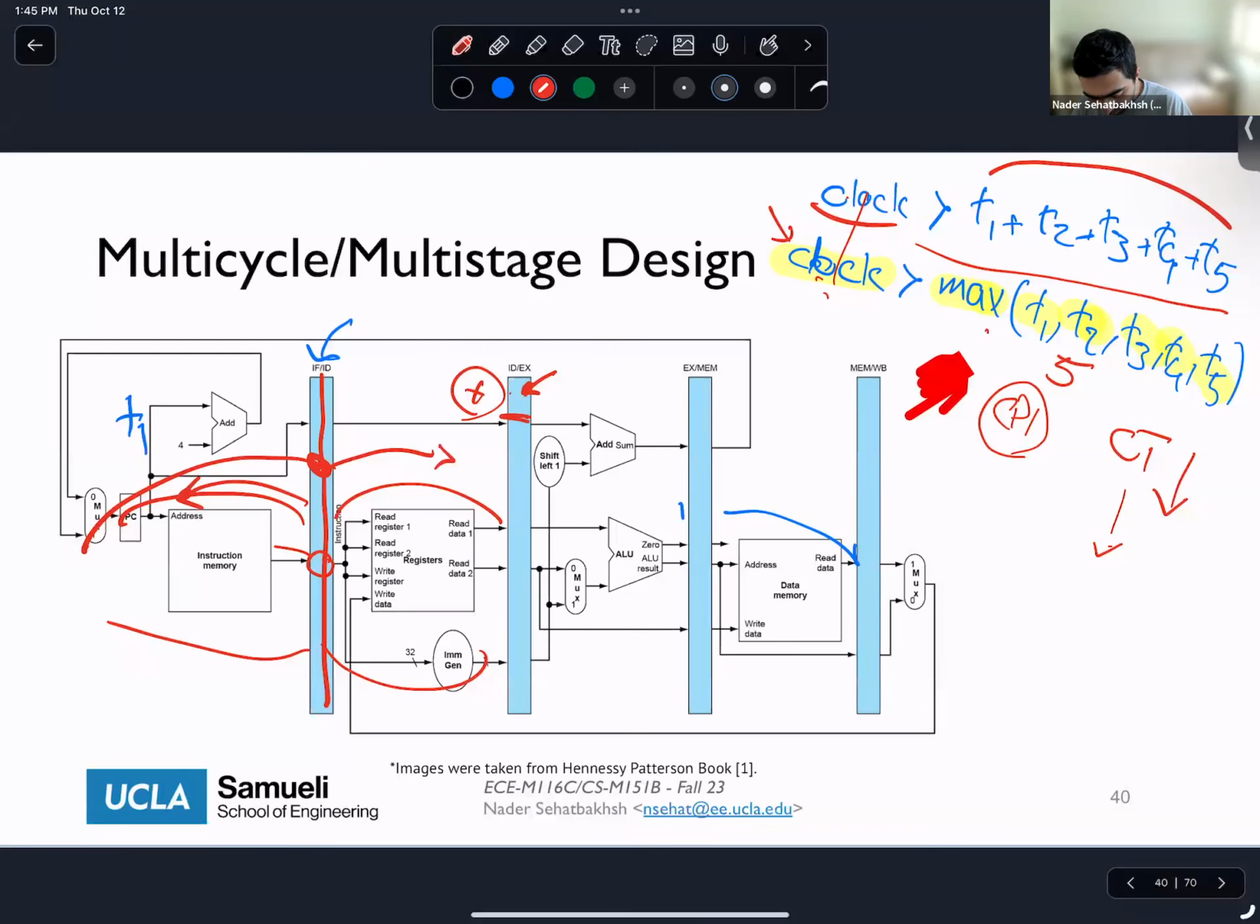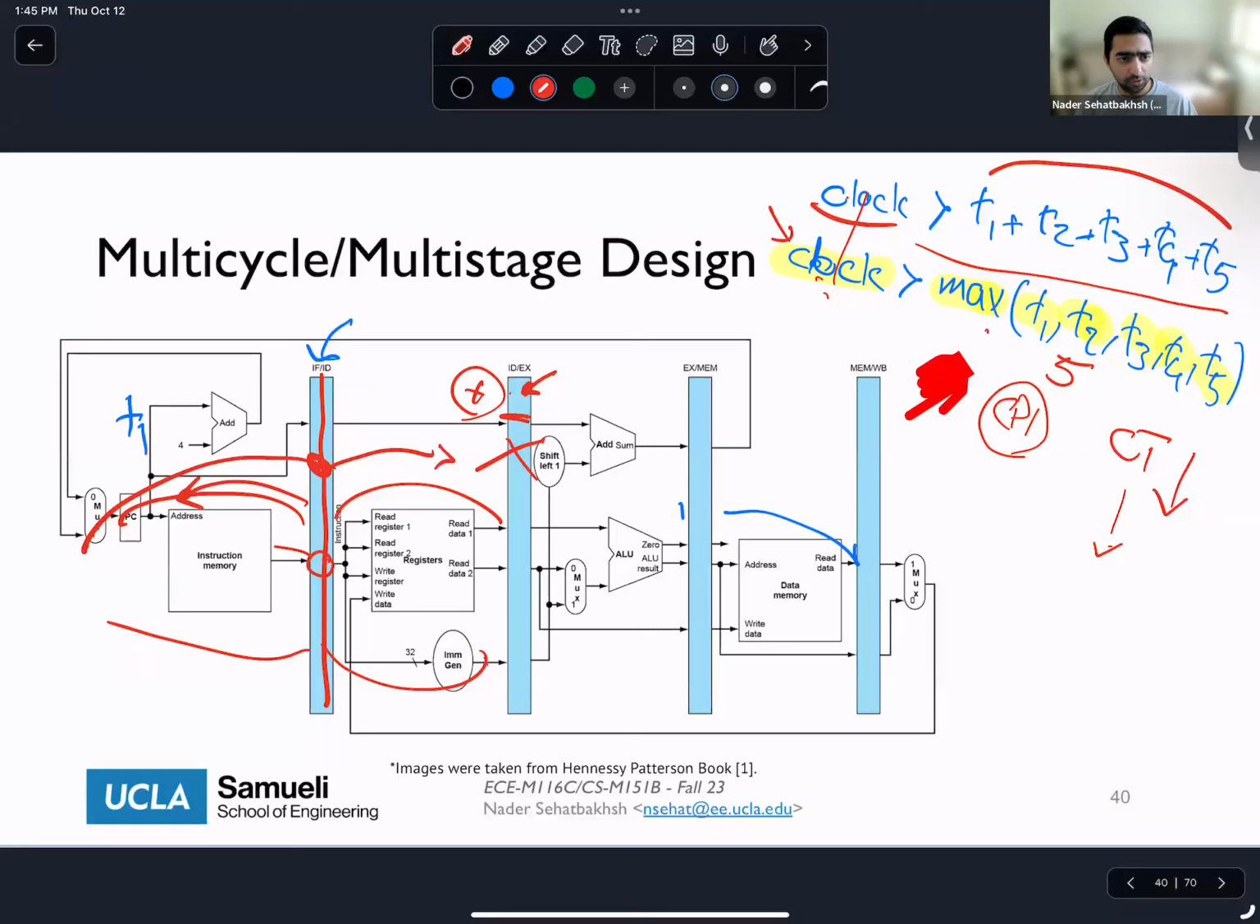But for now, let's assume that there is no delay added by these registers, okay? Registers are instantaneous. Just for now, assume that. In that case, breaking this down will help us to significantly increase the clock rate, okay?